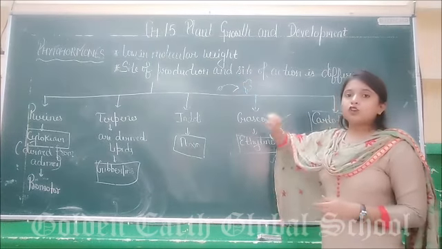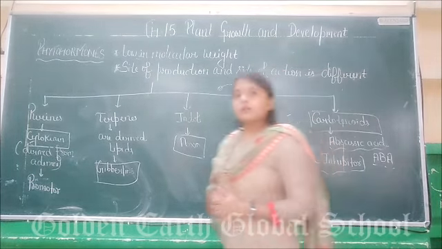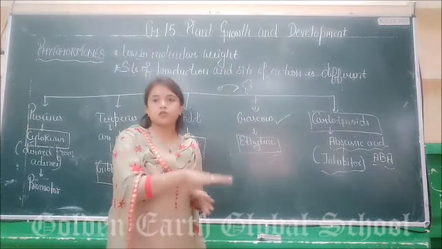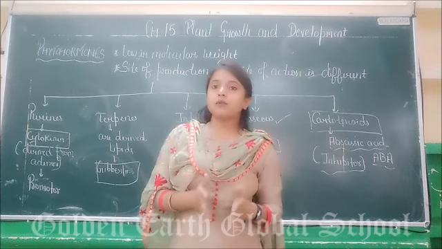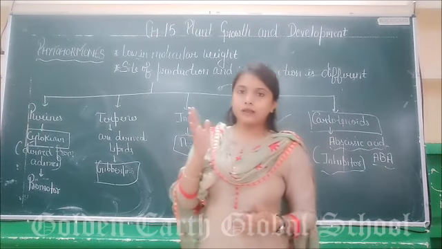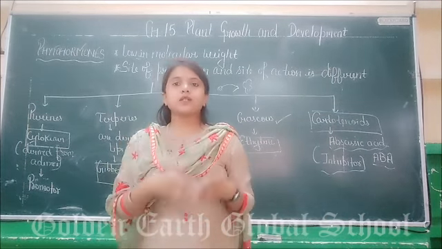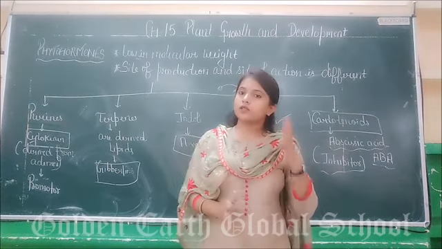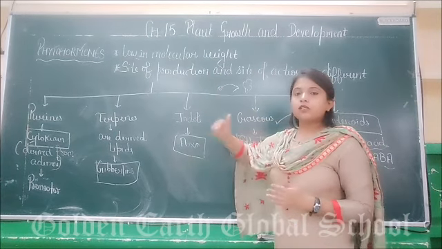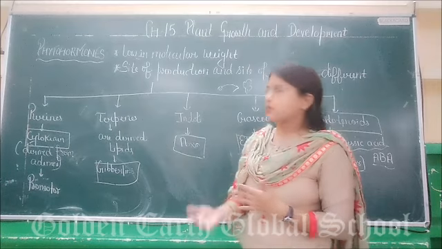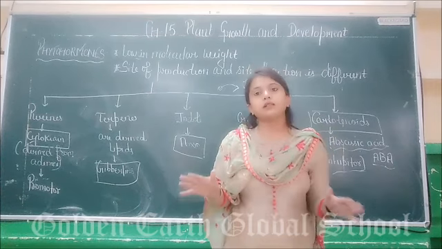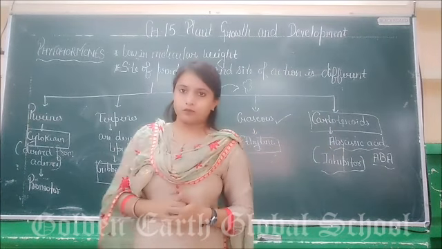Next one, the site of production and the site of action are different, meaning the place where they are produced is not where they act. Suppose a root is producing a certain hormone, but it will perform its function somewhere else. Similarly, in the human body, the pituitary gland is present in the brain, and it secretes the growth hormones, which perform their function somewhere else. So same here in the phytohormones, the site of production, where they are synthesized, and the site of action, where they perform their function, are completely different.